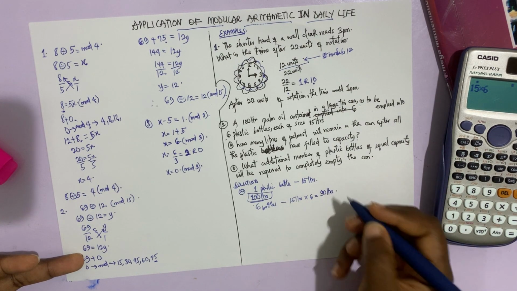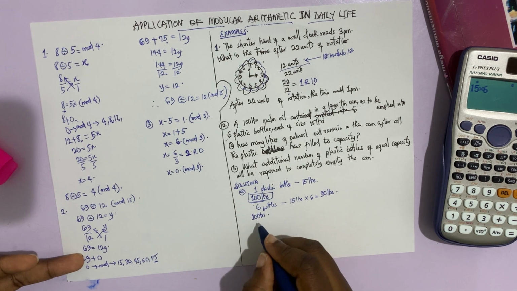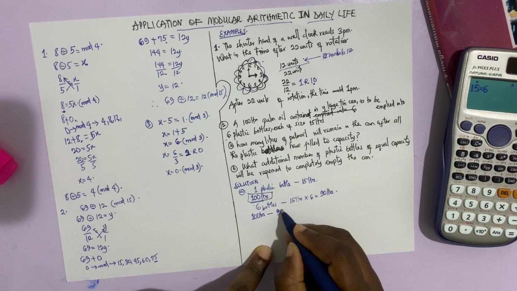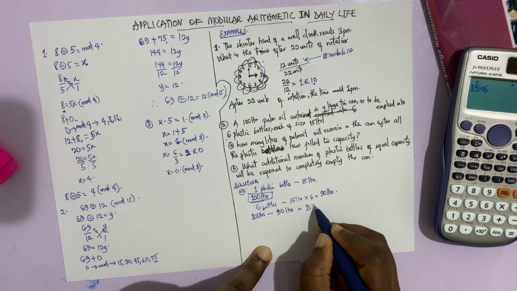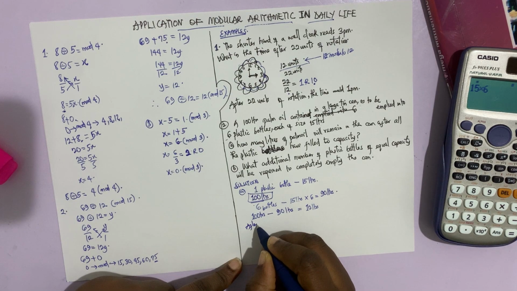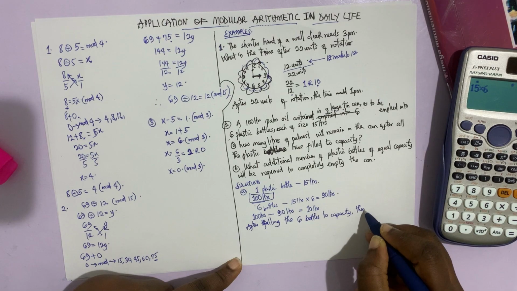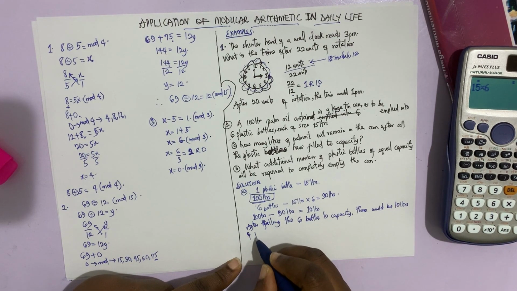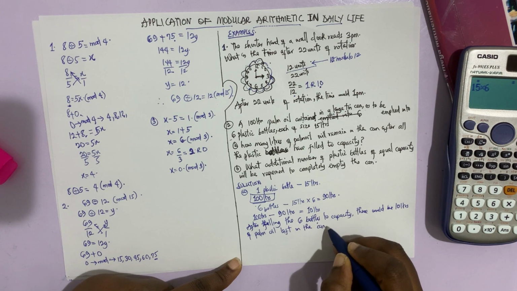and we have 100 liters in the can. The number of liters that will remain is 100 liters minus 90 liters, and that will give us 10 liters. After filling the bottles to capacity, there would be 10 liters of palm oil left in the can.